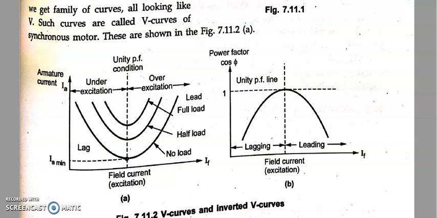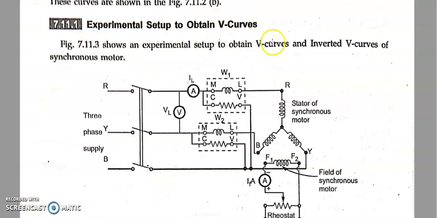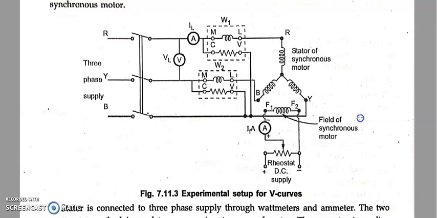Now let's see the experimental setup to obtain the V curves as well as the inverted V curves. You can see that RYB is the supply given to the stator winding, which is star connected, and the voltage VL is measured between any two lines. You can convert it in terms of phase. How? V phase equals VL by root 3. What about IL? IL is equal to I phase in the star connection. And these are the 2 wattmeters. By using the 2 wattmeter method, we can find the V curves as well as the inverted V curves. Preferably these wattmeters are UPF, and you can see that here there is a field winding which is connected in series with the field current IF.